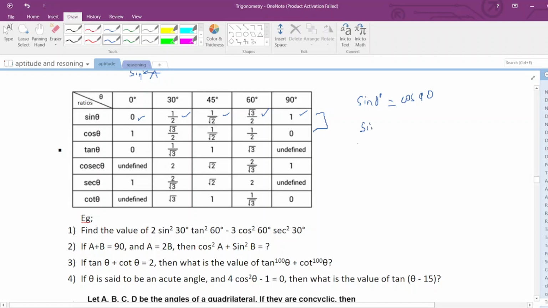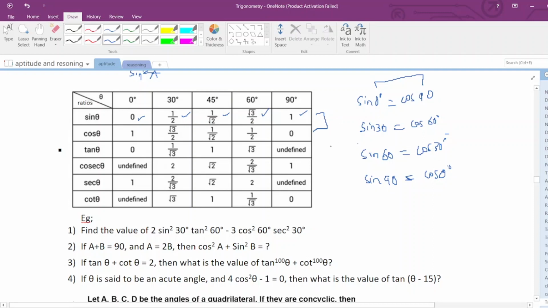Similarly, sin 30 degrees is equal to cos 60 degrees. Similarly, sin 60 degrees is equal to cos 30 degrees. Sin 90 degrees is equal to cos 0 degrees. So basically the angle sum is 90, right? 0 and 90, 30 plus 60 is 90, 60 plus 30 is 90, 90 plus 0 is 90. So just remember the first row itself is fine, and then they take the reverse way for the cos.